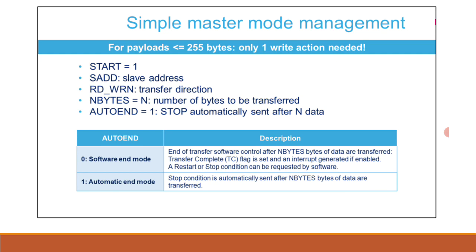So if auto end is not set, the end of transfer is managed by the software. After the programmed number of bytes is transferred, the transfer complete TC flag is set and an interrupt is generated if enabled. Then a repeated start or stop condition can be requested by software. The DMA transfer can be managed by interrupts or by the DMA itself.